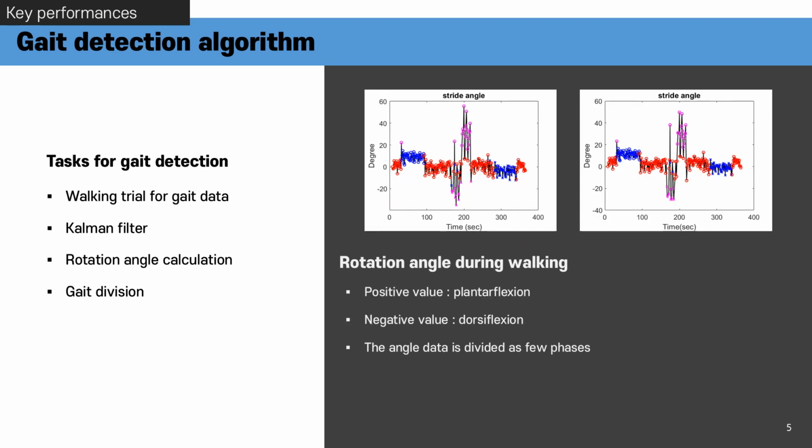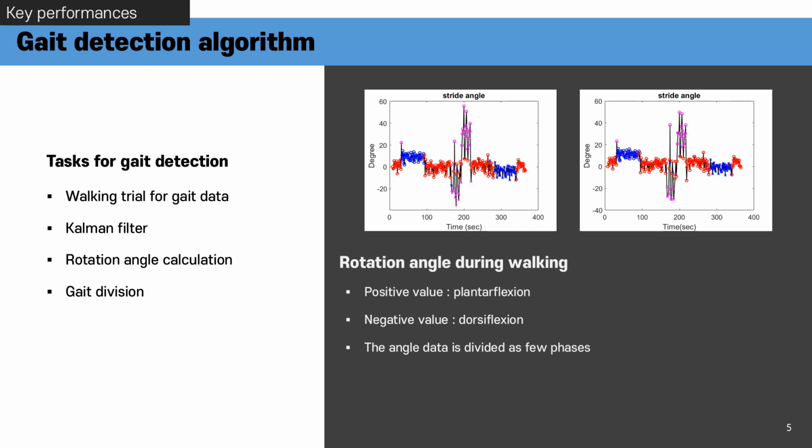The graphs shown at the right are the rotation angle of two people during walking. The positive value of degree occurs when the angle shows plantarflexion motion, and the negative value is shown when the ankle is at dorsiflexion motion. Using the data of the state of ankle angle and acceleration of ankle rotation, we can divide the phase of the gait cycle.